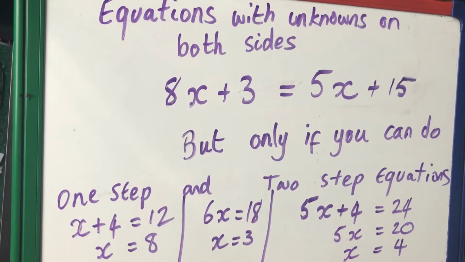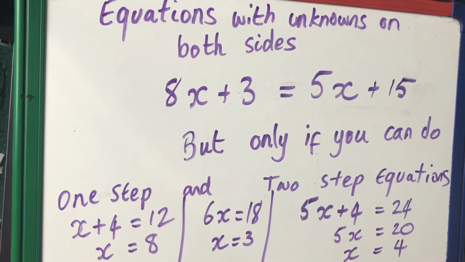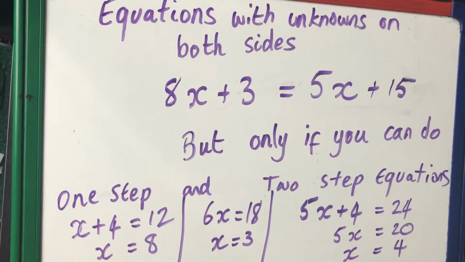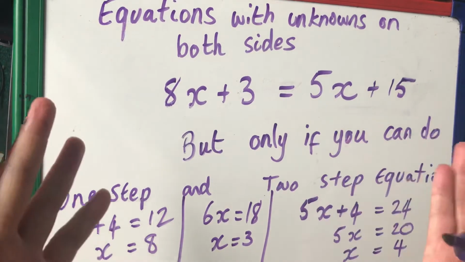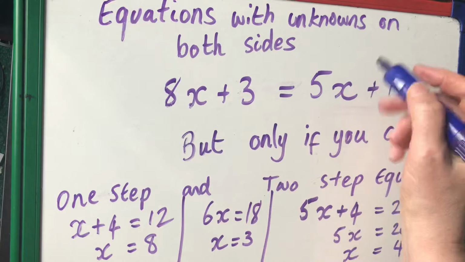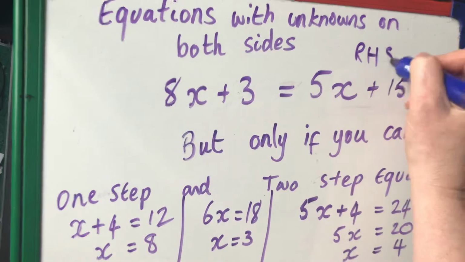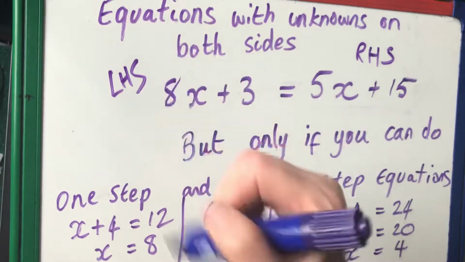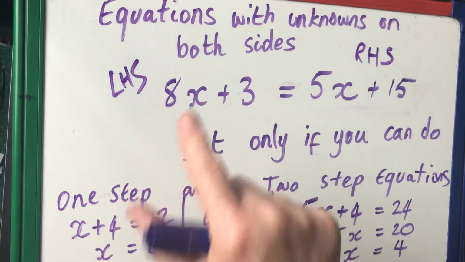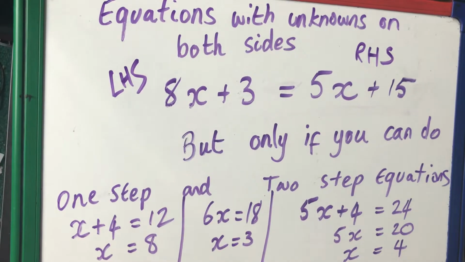Hi, this little video is going to show you how to solve equations with unknowns on both sides. I'm talking about both sides of the equal sign. That's the right hand side and this is the left hand side of the equal sign. So you can see I've got an x on the left and an x term on the right.